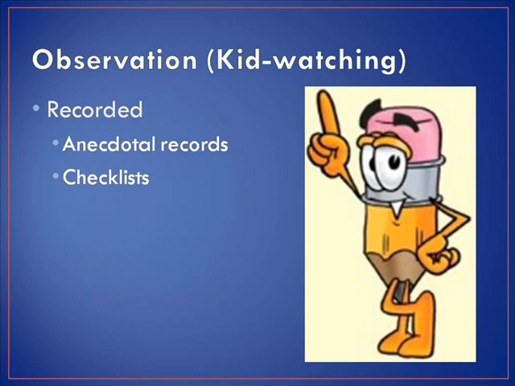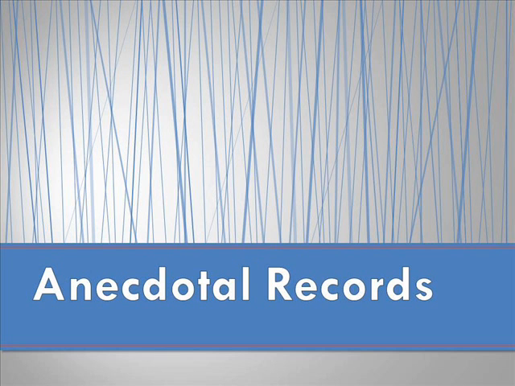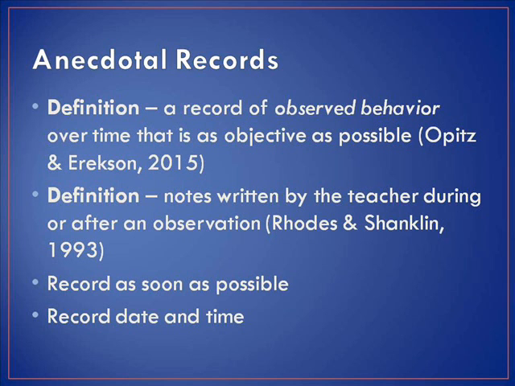Observations can be recorded in two ways: anecdotal records and checklists. One way to lessen any anxiety related to observations is to use anecdotal records, sometimes called anecdotal notes. Anecdotal records are a record of observed behavior over time that is as objective as possible. They are also notes written by you, the teacher, during or after an observation.